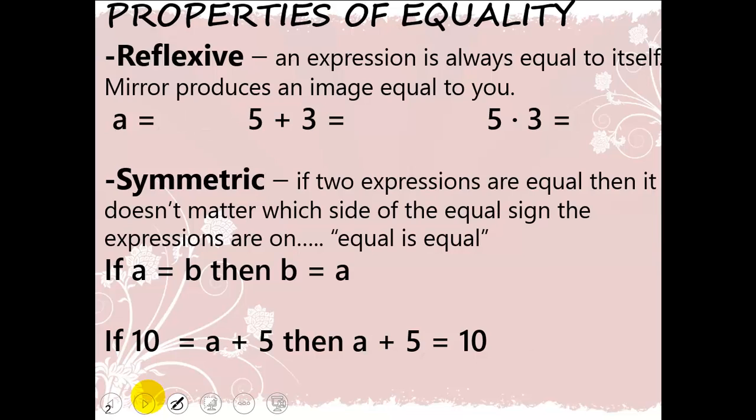The first property that we're going to define is the reflexive property. Reflexive property says an expression is always equal to itself. It's like the mirror image. So that means that the left side of the equal sign is identical to the right side of the equal sign. Think of a mirror, okay? So A has to equal A. 5 plus 3 has to equal 5 plus 3. This is the reflexive property. 5 times 3 has to equal 5 times 3.